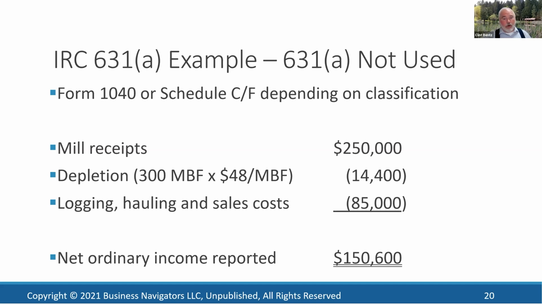Or you would report all of those items gross on the Schedule C. So if you're on the front page of 1040, it's the net number. If you're using the Schedule C, you would report all of those numbers. So that's if we don't use 631A. What happens if we do? How does this change?